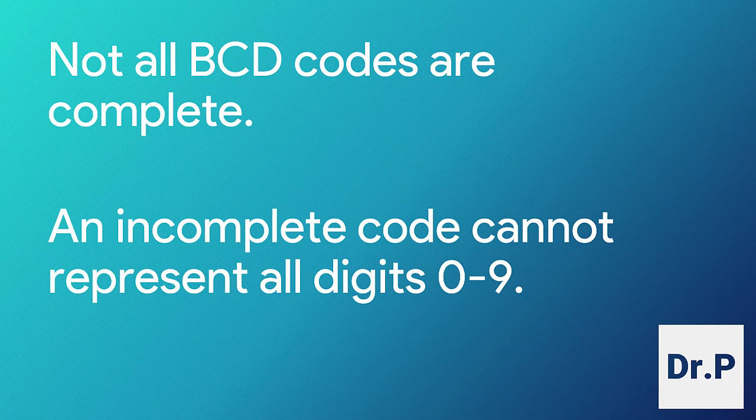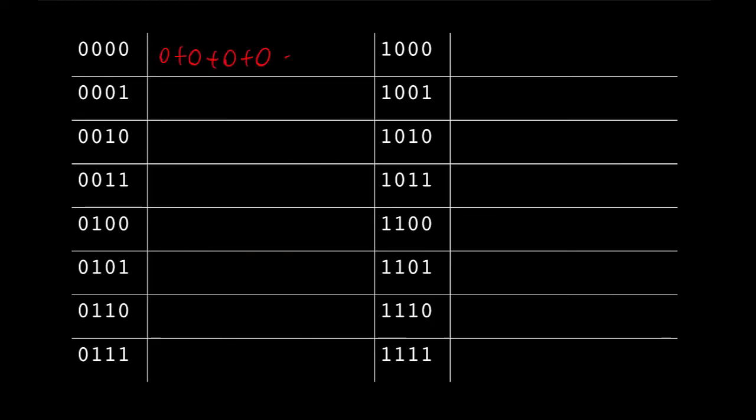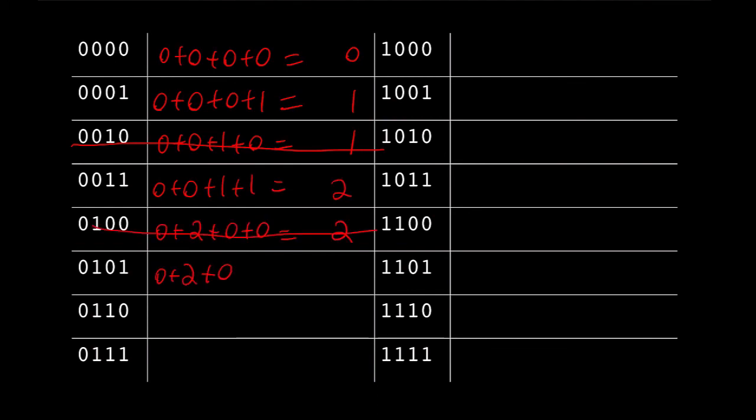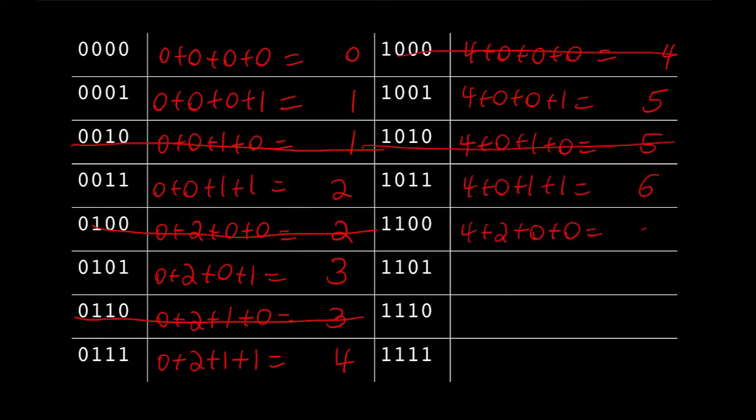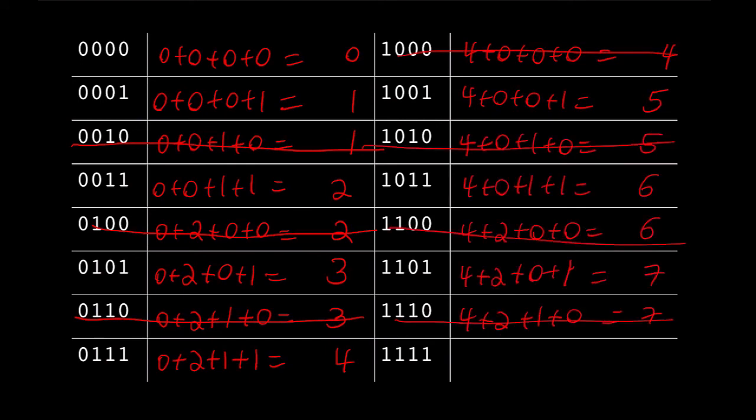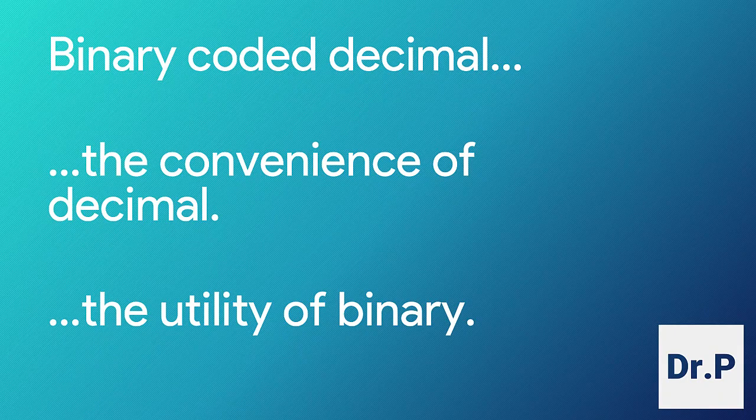Let's select 4211 as our weighting for a hypothetical BCD code. Just like we did with 6311, we're going to take each of the bits in our nibble, sum them up using the weights to see what decimal value they represent. 4211 is therefore an incomplete BCD code because there's no way to express the number 9.